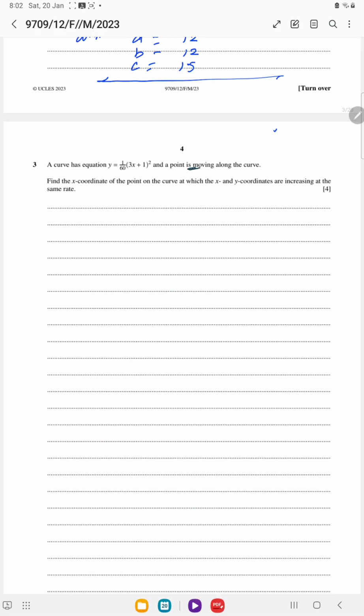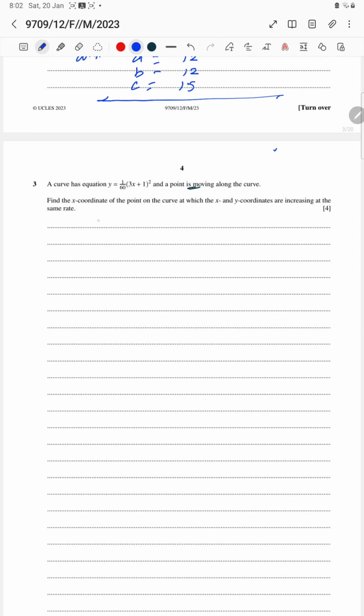Here, guys, question number 3. It states a curve is given to be y equal to 1 over 60 times (3x plus 1) squared, and a point is moving along the curve, right? If this is the curve, the point is moving along the curve, sometimes down, sometimes up. Find the x coordinate of the point on the curve at which the x and y coordinates are increasing at the same rate. Same rate, it means, and both are increasing, so we can say the rate of change.